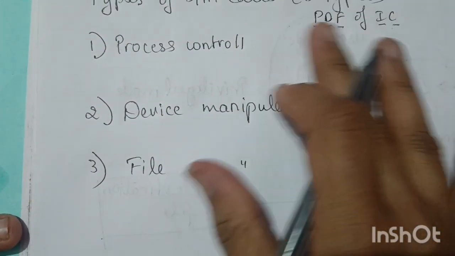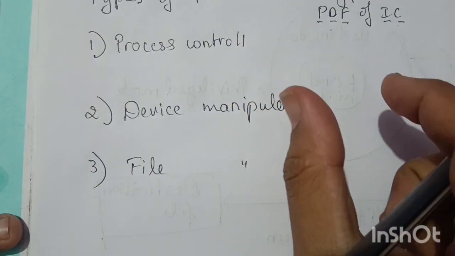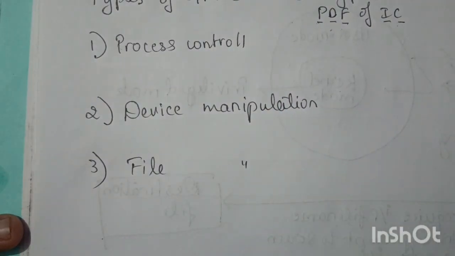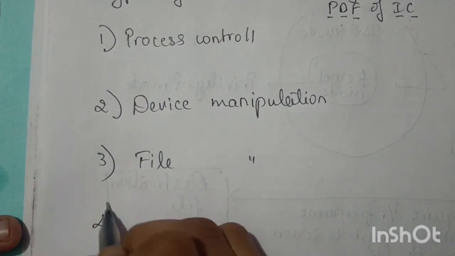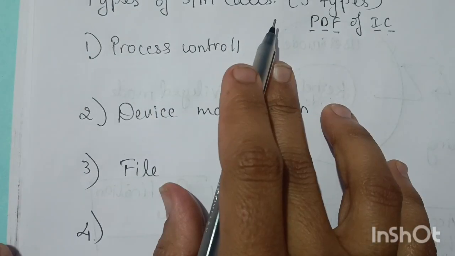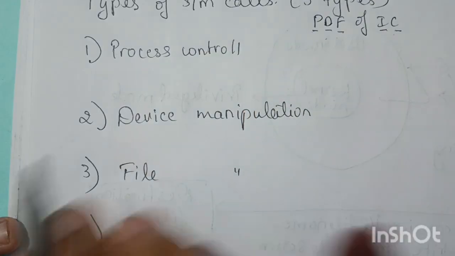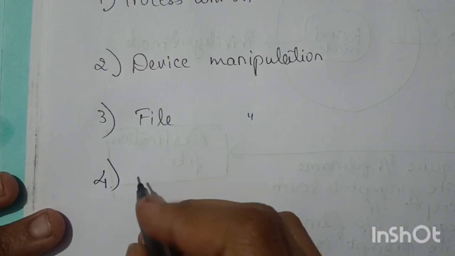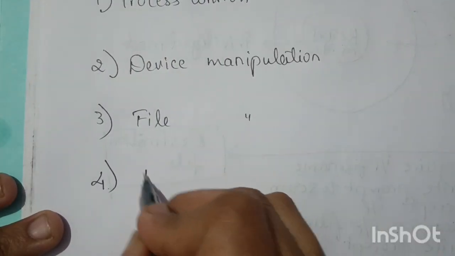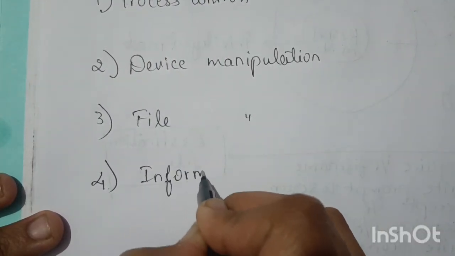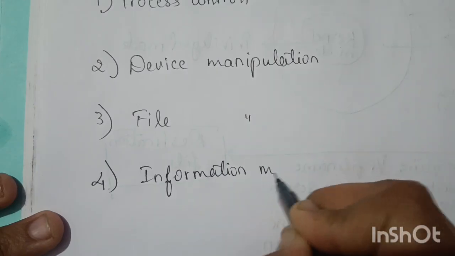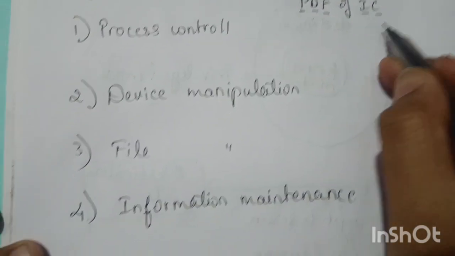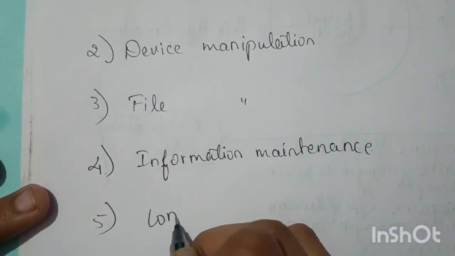I'm just using some tricks and terms so that it will be easiest, because as it's a theory, it's very difficult to remember the concepts. So whenever types of system calls come, you should remember PDF of ICE. Now for I, it's information maintenance. For C, it's nothing but communication.